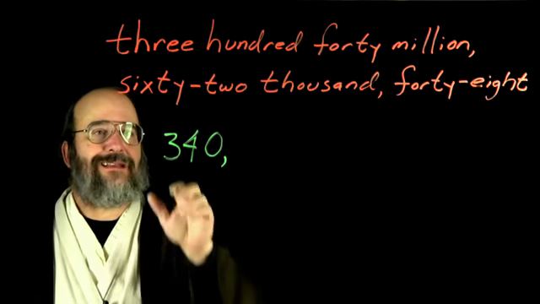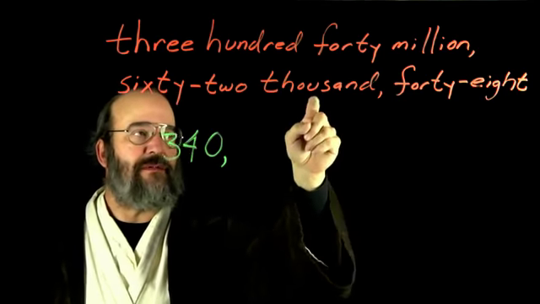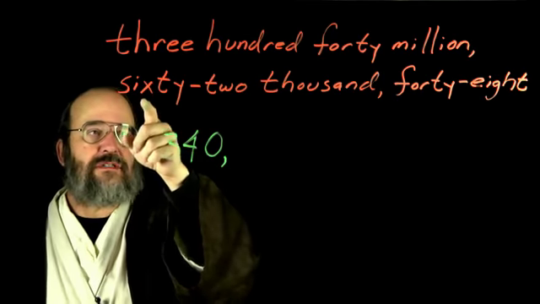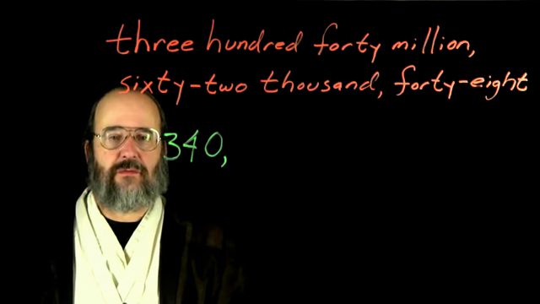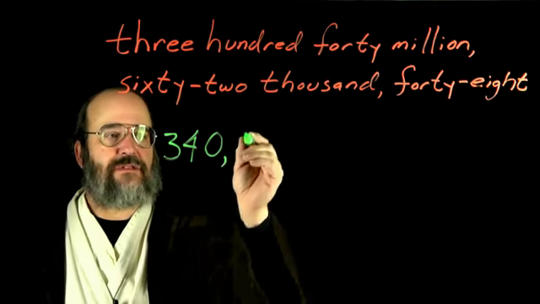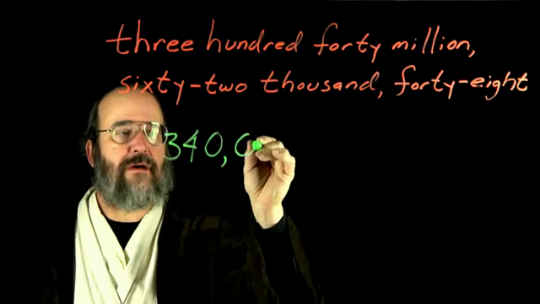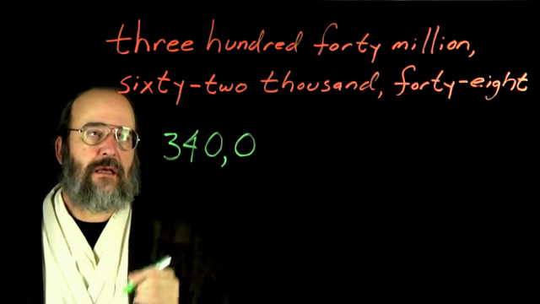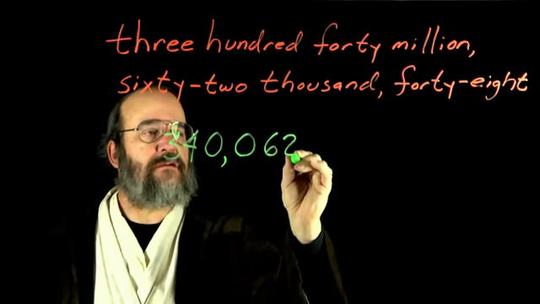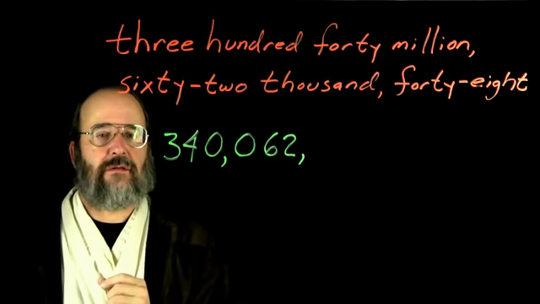Then I go to the next where the comma is. So this is my next period. This is my thousands period. So I'm going to go to this one. And what does it say? It says 62. Well, remember, we got to have 3 digits. How do I write 62? I don't just write 62. I need to put in a 0 for where the hundred thousands would be. And then I can do 62 and a comma to end the thousands period.